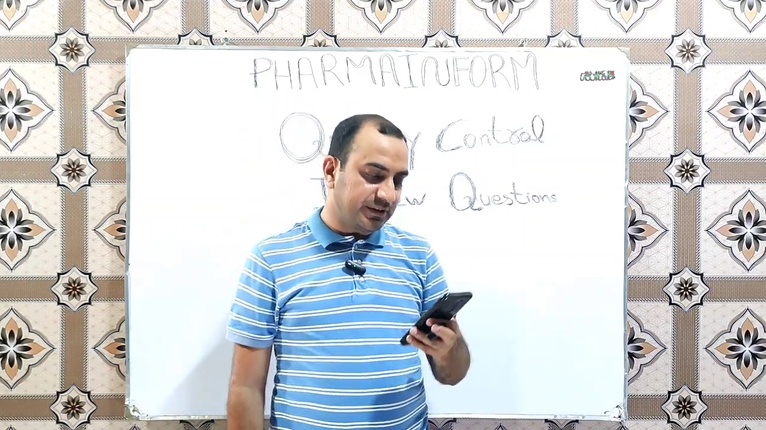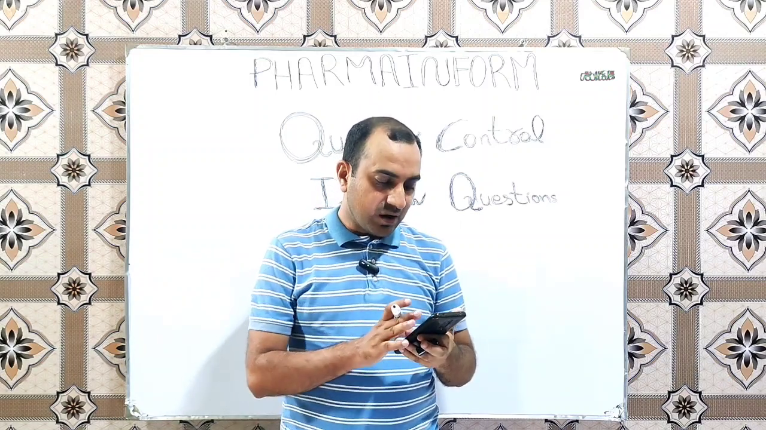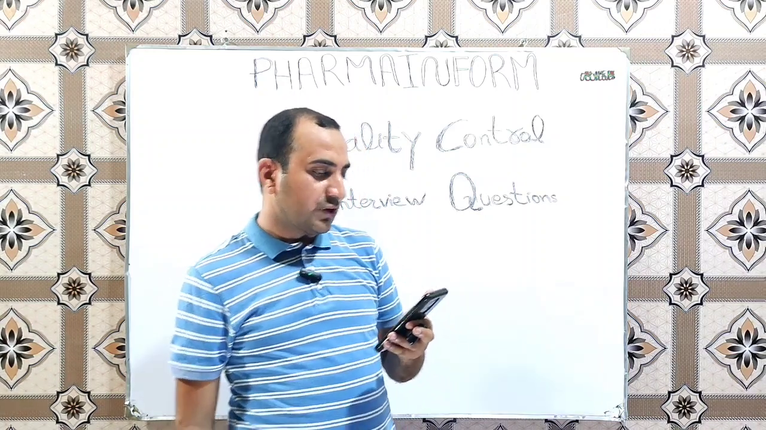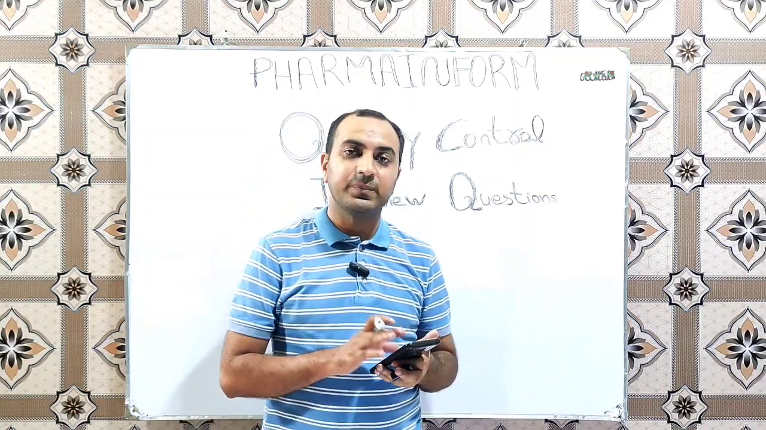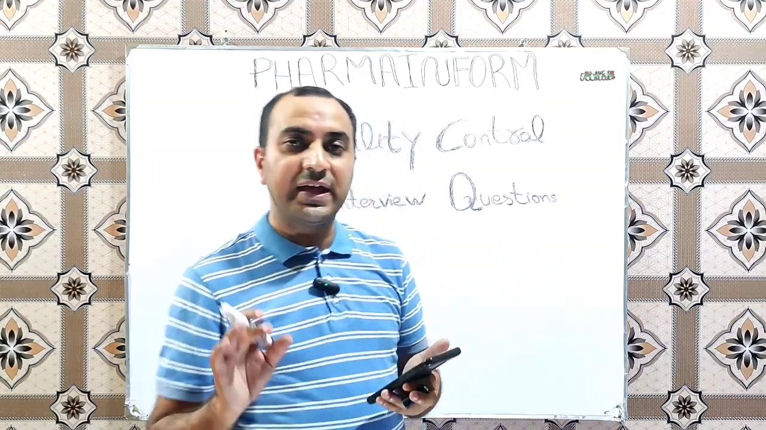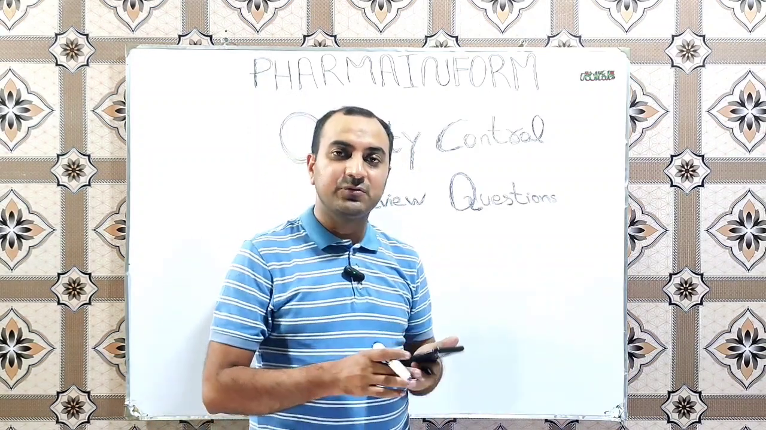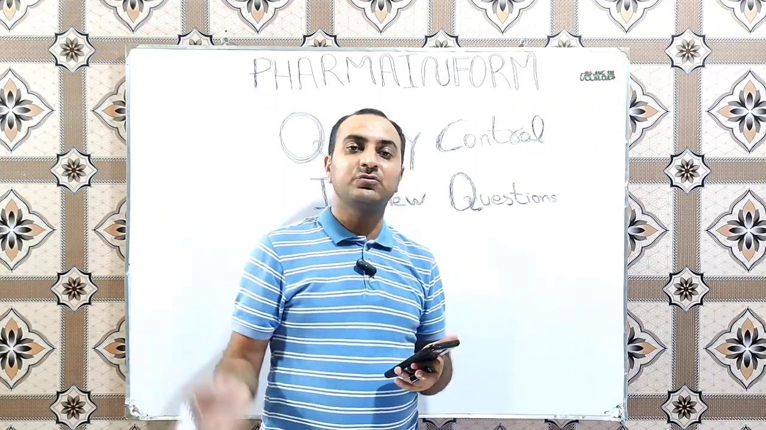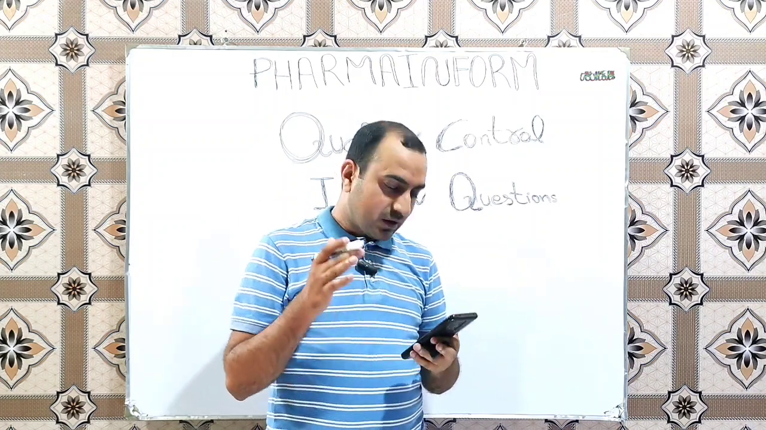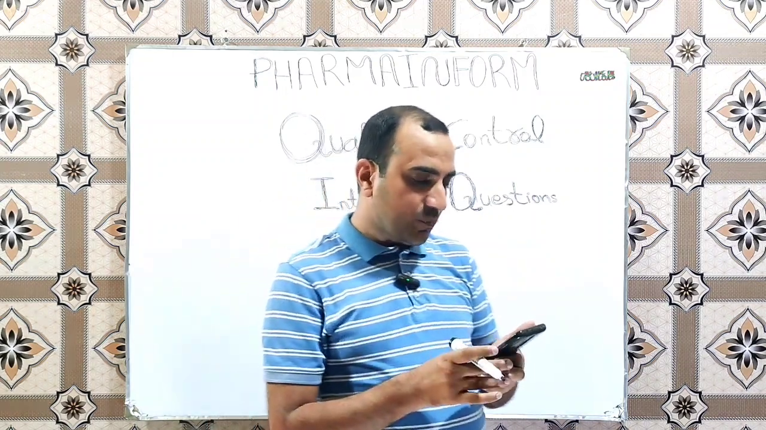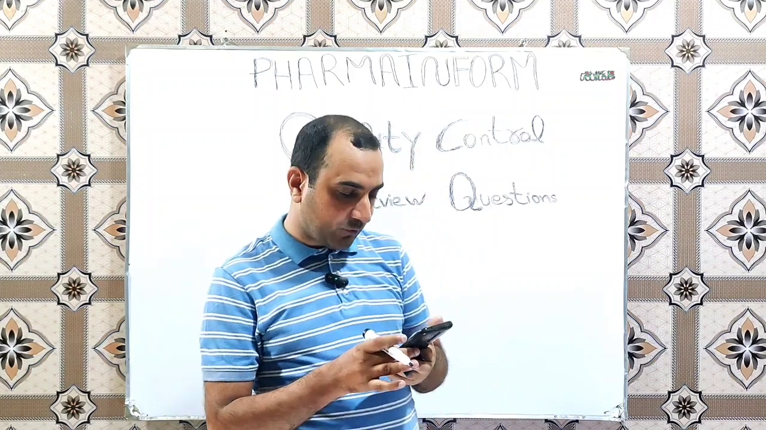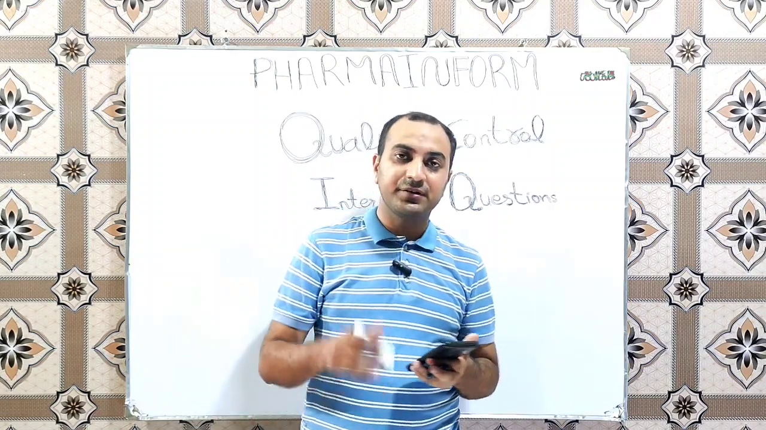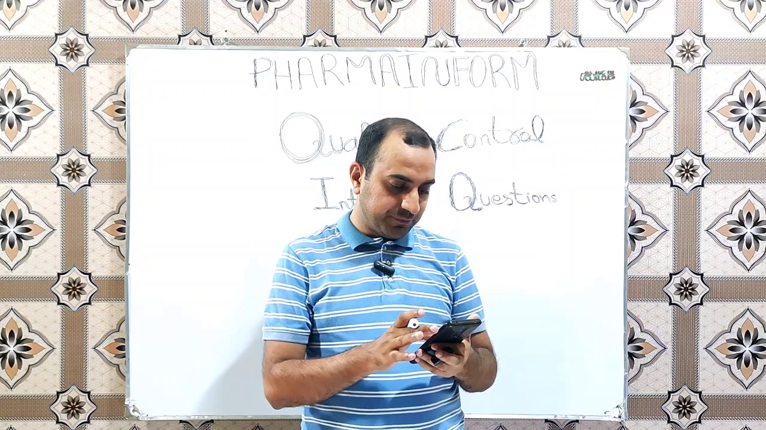Which chapter of USP deals with Karl Fischer? Karl Fischer is dealt in USP chapter number 921. What is the difference between LOD and water content? Do read the answer from the link given in description because it is a theoretical answer. This question is asked: what are the types of Karl Fischer titration? Volumetric and coulometric. There are two types of Karl Fischer titrations. For the difference between volumetric and coulometric, read it from the link given in description.